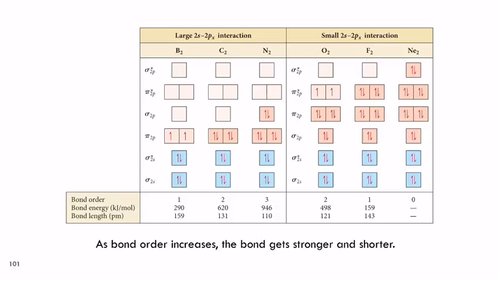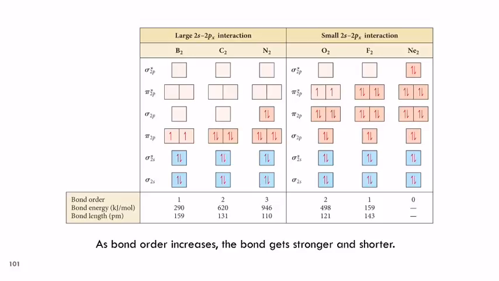We can see that as the bond order increases, the bond energy increases. That means that the bond is stronger. And we see that the bond length decreases. That also indicates strength. Because the bond is stronger, the atoms are held closer together.